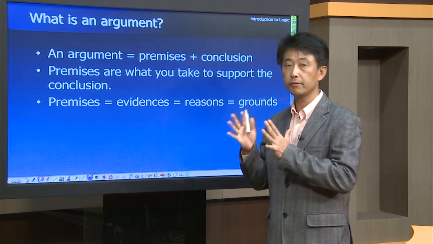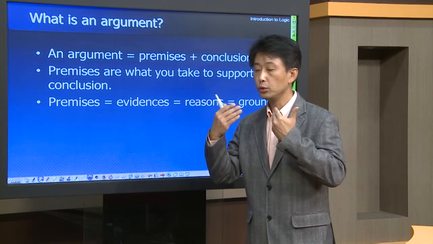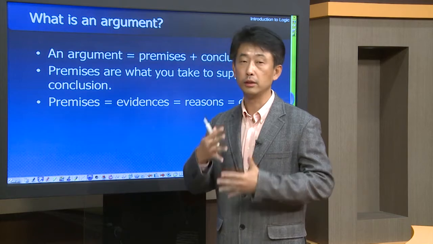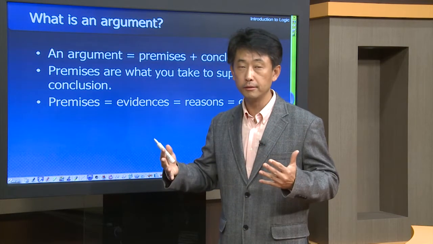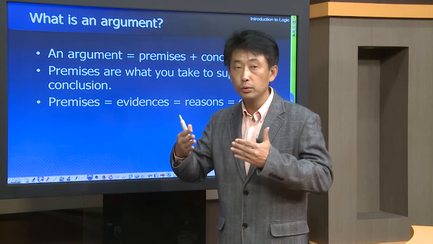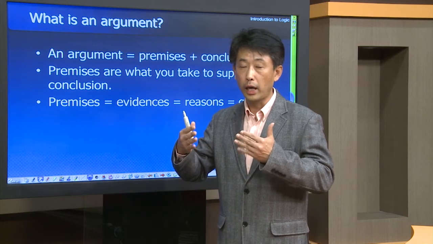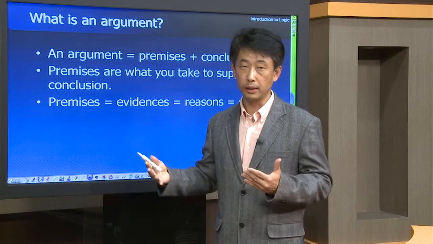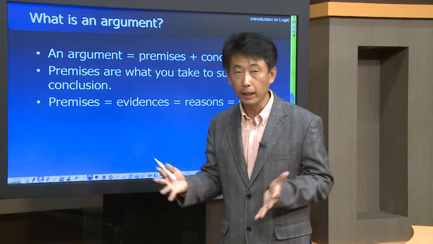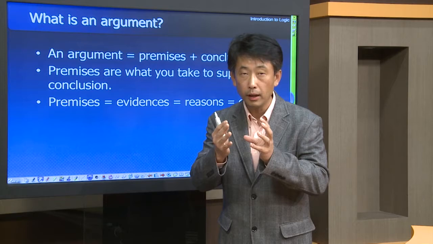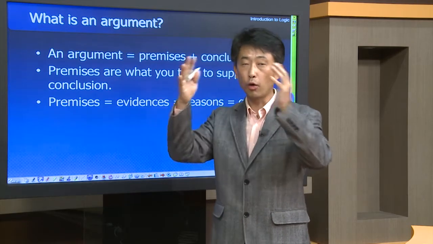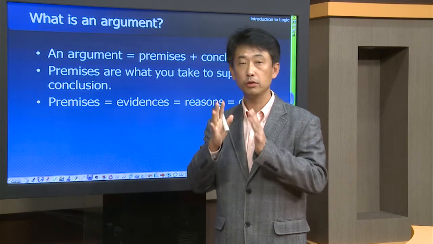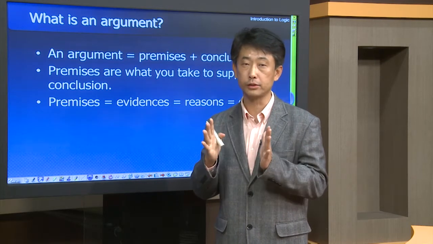So an argument must have these two parts: you state your belief and make an assertion and say, this is what I believe, and then you add your reasons why you believe what you believe. Then that whole package, the claim and the premises, is called an argument. So an argument must have those two parts in it.